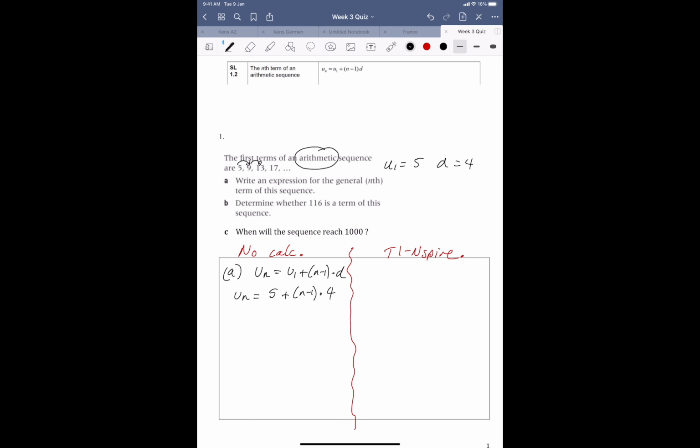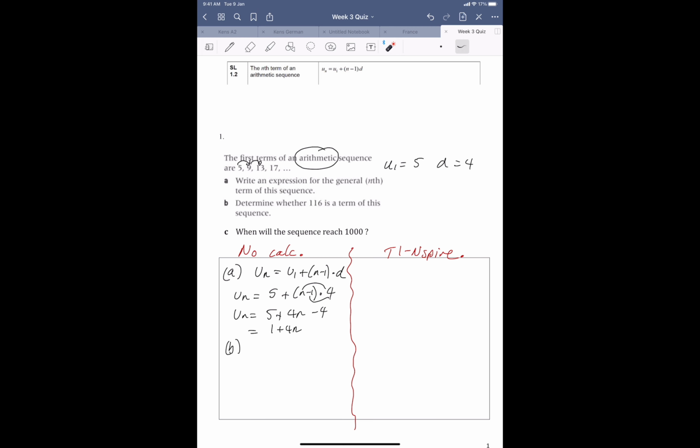That is the rule. I mean, you can expand it and tidy it up. So we'll do that anyway. u n equals 5 plus, and then it's n times 4, minus 1 times 4. So the final answer becomes 1 plus 4n. There's A. Now B. I've got to read this carefully.